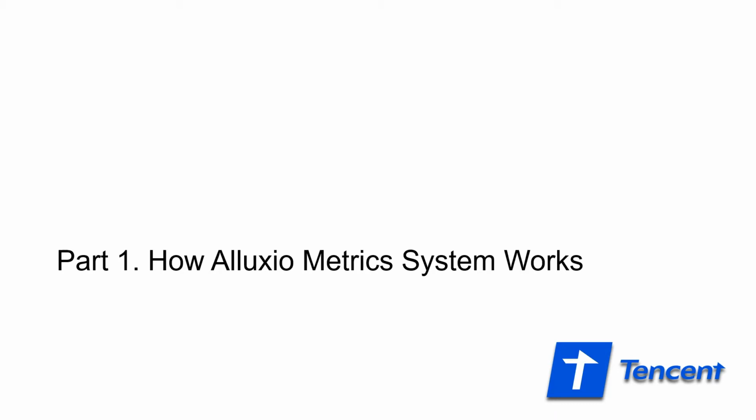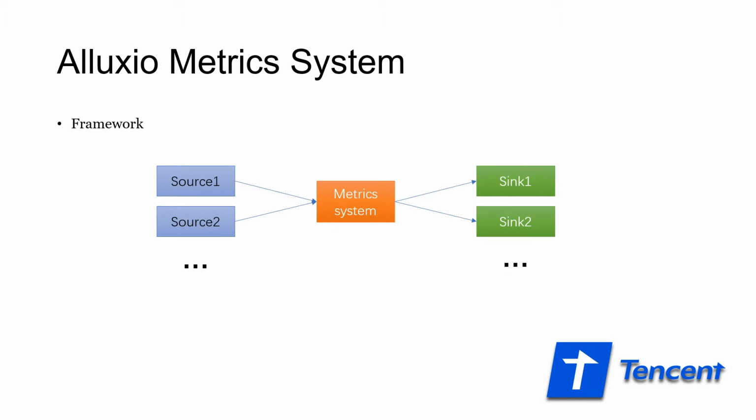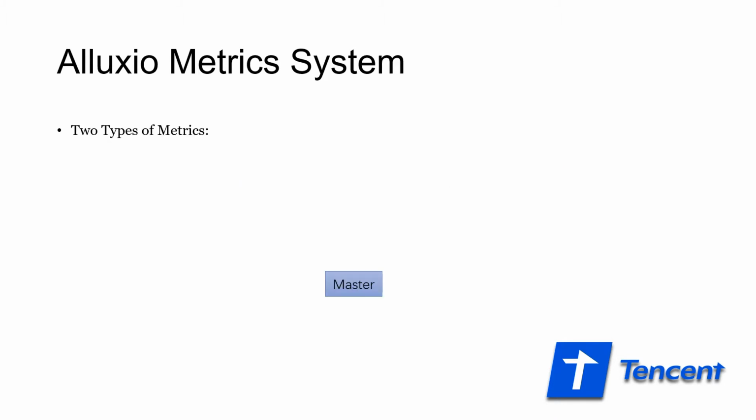I listed some key points of the Alluxio metrics system, which I think can help us understand how it works. The first is the framework. This is the Alluxio metric system framework. The metrics are generated by different sources and then consumed by sinks. The metric system pulls sources periodically and passes the metrics records to sinks. And Alluxio supports many kinds of sinks, which I will introduce later.